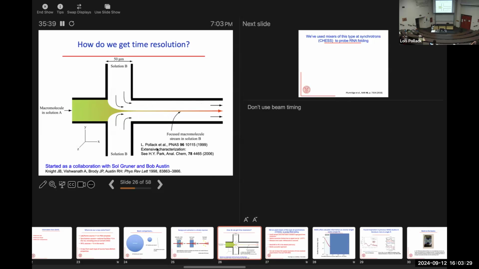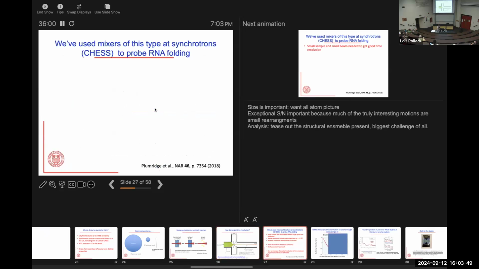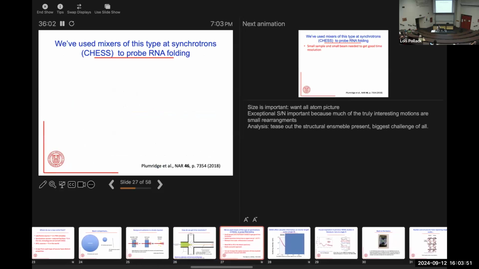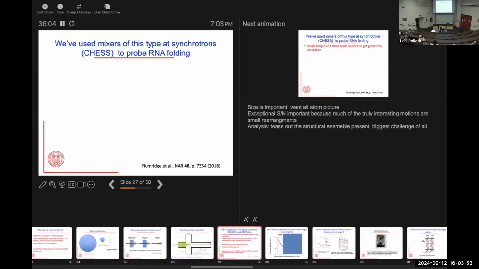And then we come in with whatever beam we want, and we sit and look at any location here. That is a measurement at a fixed time after the mixing happened. Then we go to another place and another place. Or we can sit at one place and change the pressures or flow speeds. That's another way to change the time. Okay, so we've used mixers of this type at synchrotrons, such as CHESS, to probe RNA folding.